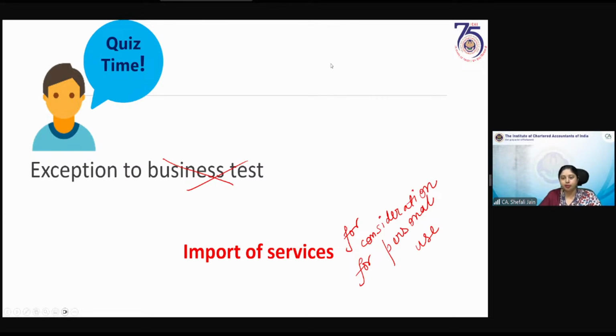Yes, import of services. Now, all of you have started answering correctly. Anubhav, import of service for a consideration, but not for furtherance of business. Yes, Anubhav. Mausam has also answered correctly, import of services for own uses. Perfect. So let's move to the next question.